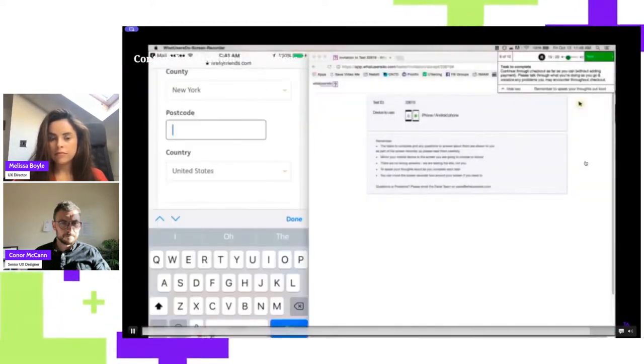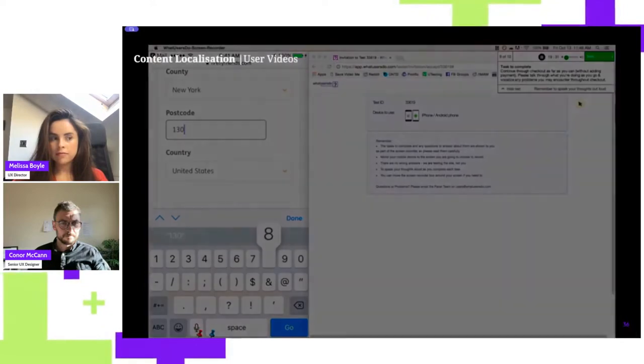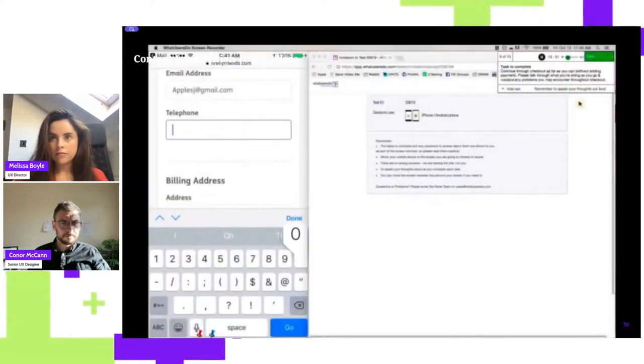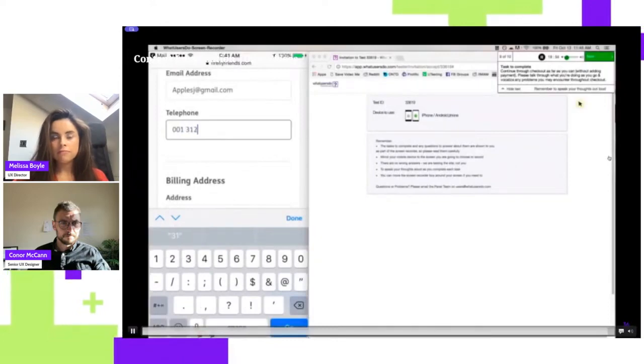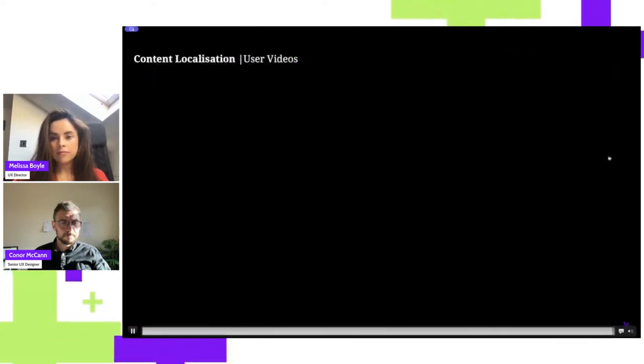Postcode, huh? I guess that's what they say instead of zip code. Or am I supposed to put 001 or something because my telephone number is in America? I wonder if that's a thing they could have in small print or something. I don't know. So, billing address.